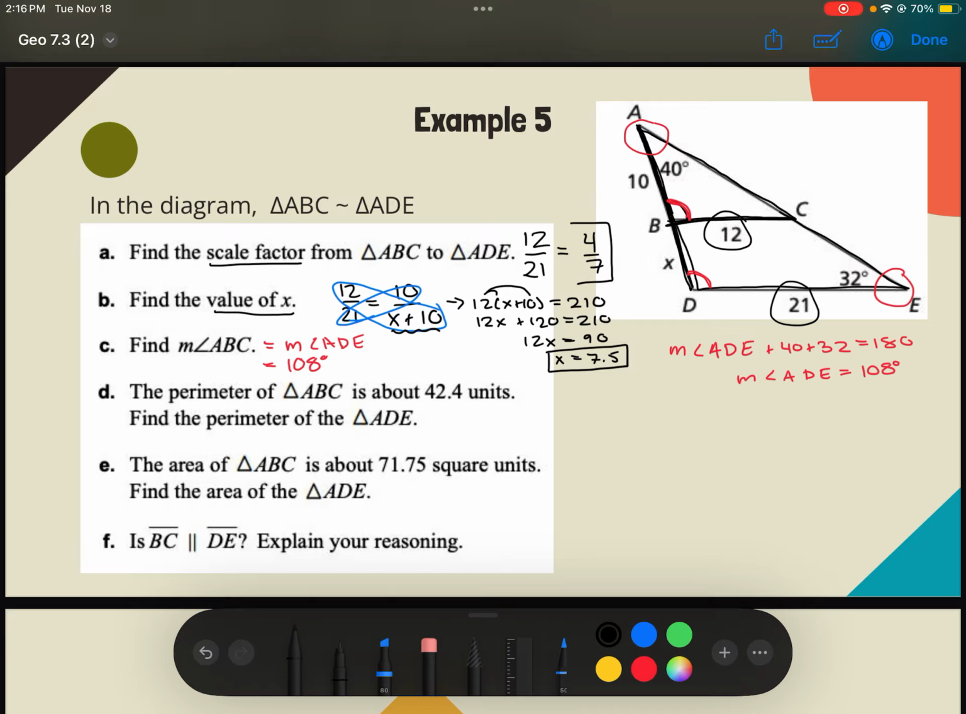All right, next they're talking to us about perimeter. Remember, perimeter is just adding up all of the edges of a polygon. So they're telling us the perimeter is 42.4 units. Find the perimeter of ADE.